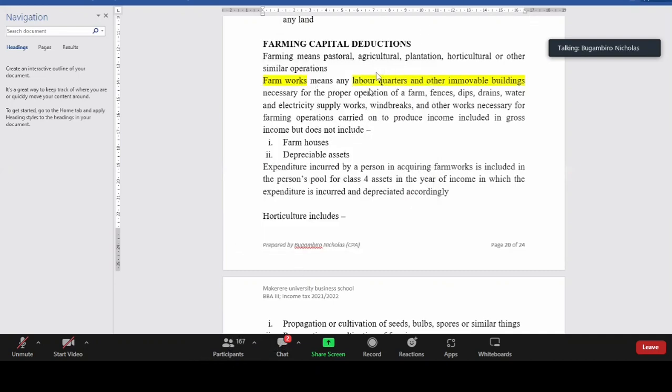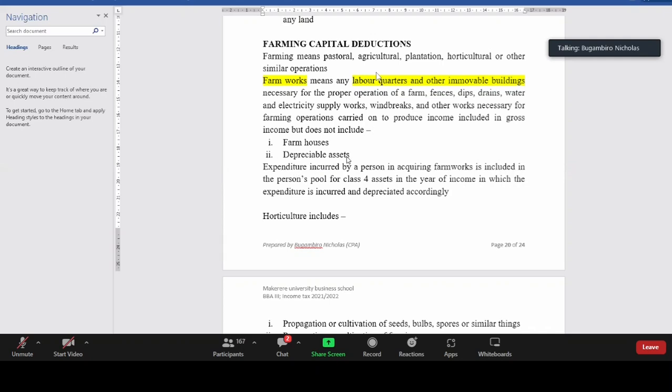Guys, labor quarters and other movable buildings necessary for proper operations of the farm. Fences, dips, drains, water, electricity supply. We have windbreaks and other works necessary for farming operation carried on to produce income, including a gross income, but does not include farmhouses and depreciable assets.